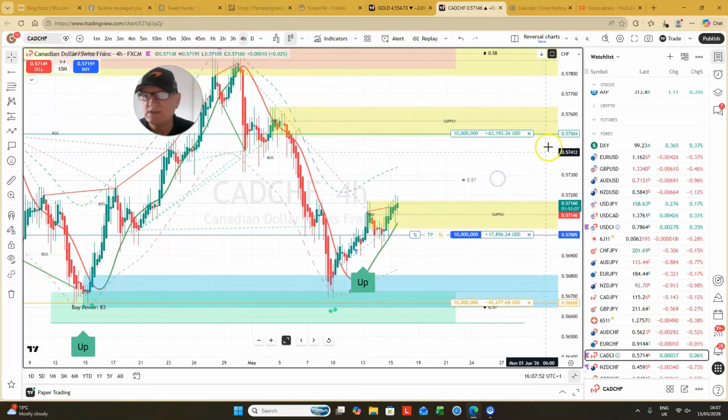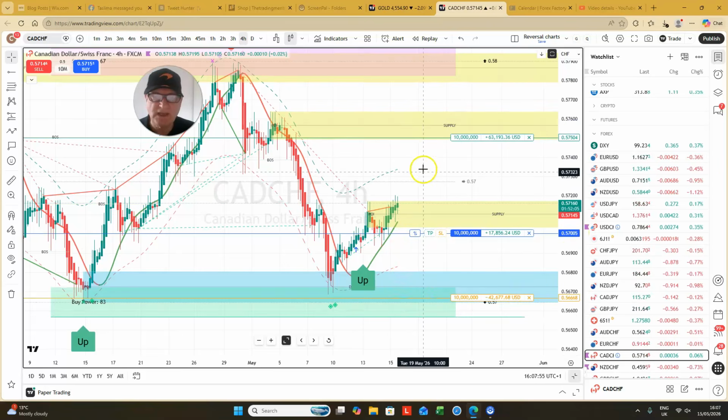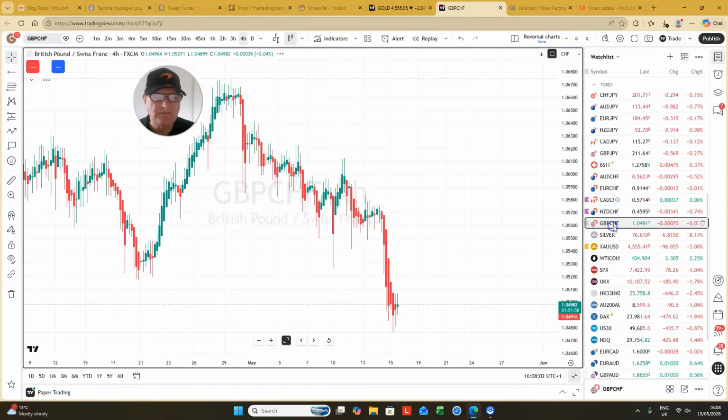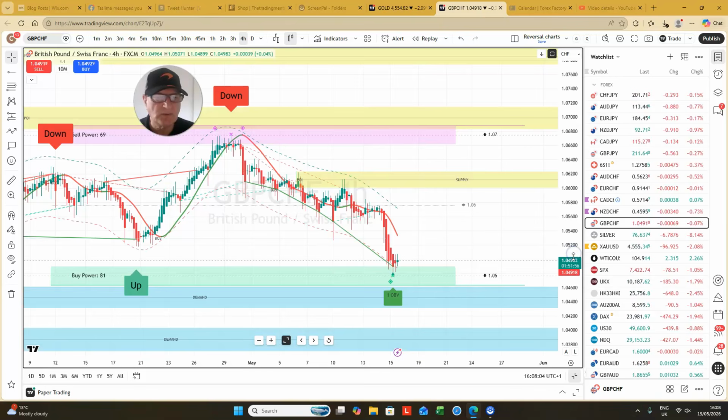Canadian Swiss, as I mentioned, is one that we're in and looks okay. Happy to hold that over the weekend. The other Swisses look pretty mixed, actually, in my mind. Let's have a look. Wait for the software. Ooh, okay.